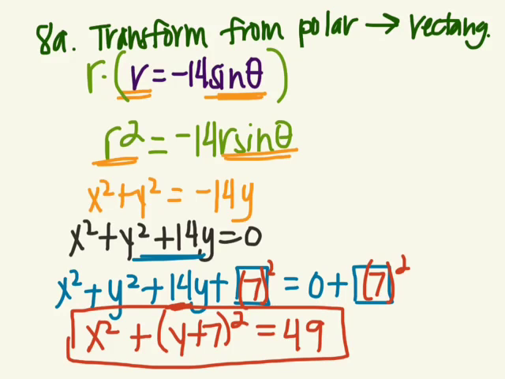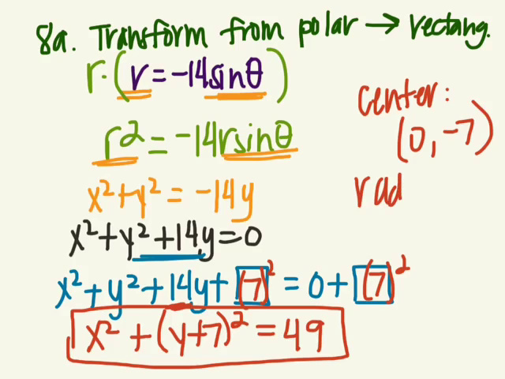From this we can pick out our center. There's no number with the x squared term, so that means that the coordinate for your center for x is 0. And then with the y, there's a plus 7, so that changes sign, so the center is 0, negative 7. And the radius, you take the square root of this number here. So the square root of 49 is just 7.